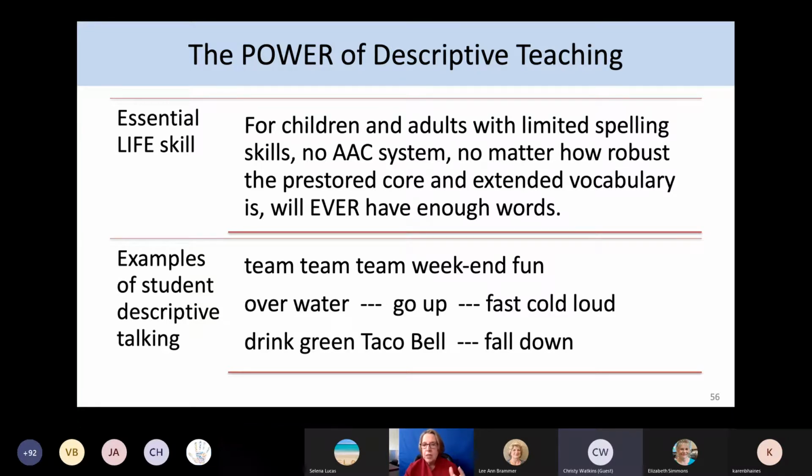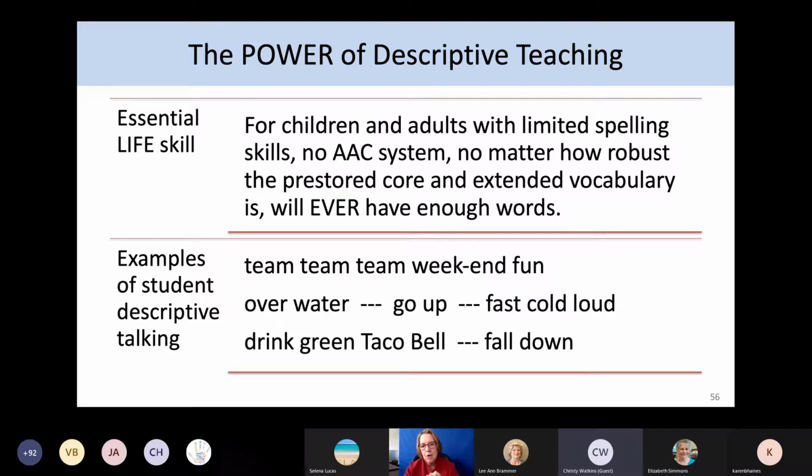So I have to think when a bunch of teams are together, it's on a weekend and it's fun, because he's not building a sentence. He's given me a definition. That's kind of what descriptive talking is. It's a definition. And so team, team, team, weekend fun turned out to be tournament, because he was talking about something they had done over the weekend and there was a baseball tournament.